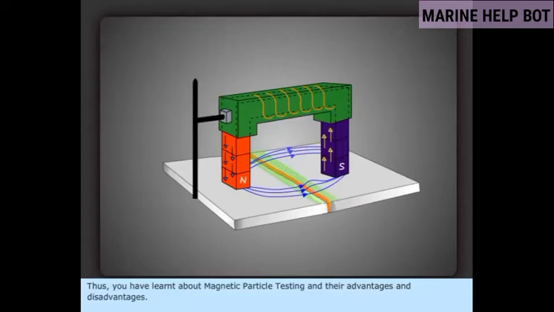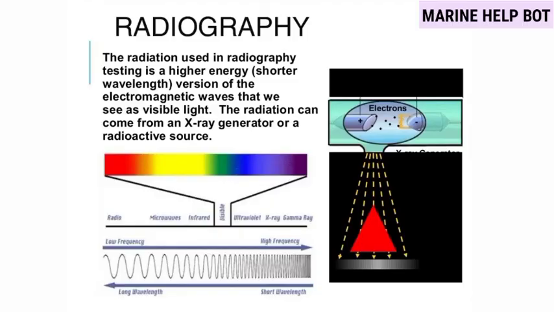So now moving towards our third test, the radiography test. Here we use a higher energy version of electromagnetic waves with a short wavelength. The radiation can come from an X-ray generator or a radioactive source. For this radiography testing, I have also attached one DG learning video which will help you understand the concept of this test.